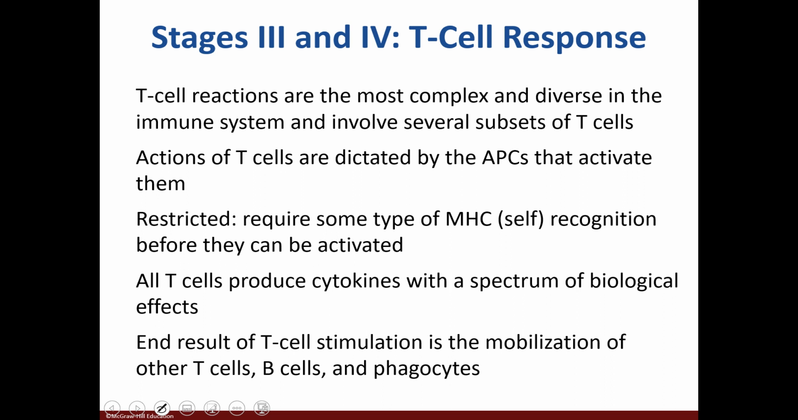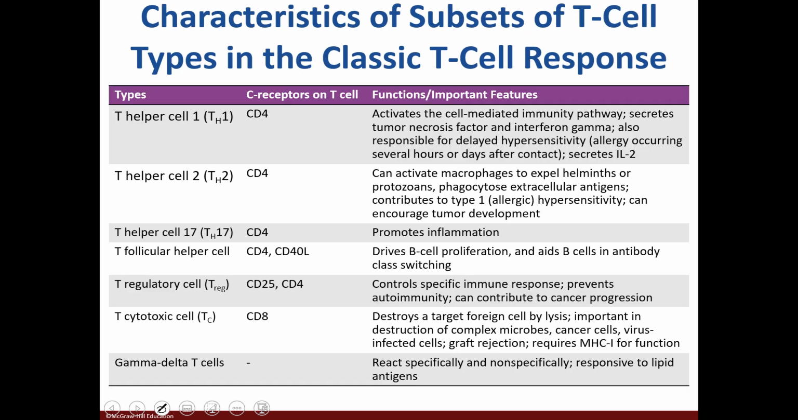The T cell response is more complex than the B cell response. The antigen binding cells determine the actions of the T cells. The T cells must bind to an MHC to be activated, and their cytokines exert a wide range of effects. Activation of the helper T cell specifically is vital for the activation of other immune system cells. There are several subsets of T cells, but I will only hold you responsible for the helper T cells 1 and 2, the regulatory T cell, and the cytotoxic T cell.